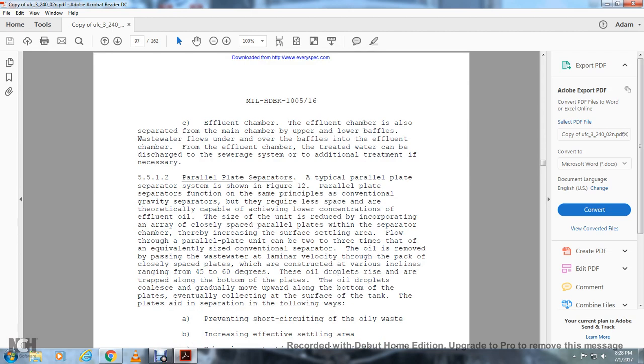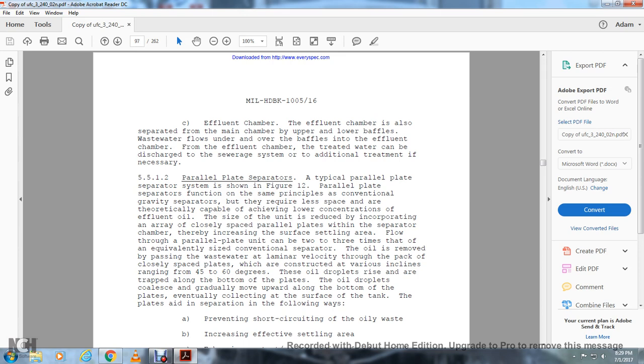From the effluent chamber, the treated water can be discharged to the sewer system, or additional treatment may be necessary. 5.5.1.2 Parallel plate separator. The typical parallel plate system is shown in Figure 12. The parallel plate system functions on the same principle as conventional gravity separators, but requires less space and is theoretically capable of achieving lower concentrations of effluent oil. The size of the unit is reduced by incorporating an array of closely spaced parallel plates within the separator chamber. They increase the surface of the settling area, so the unit can be one-half or one-third the size of the equivalent conventional separator.